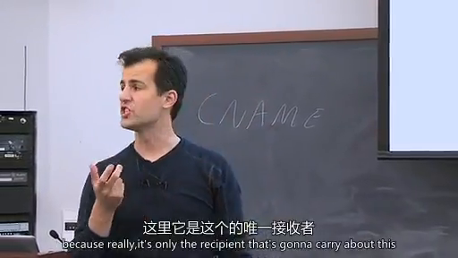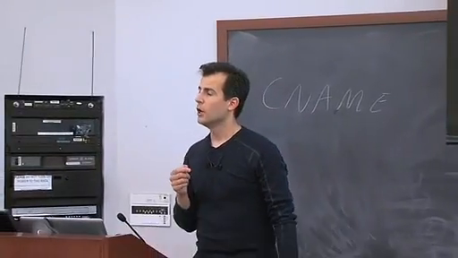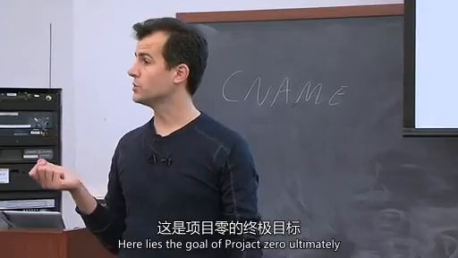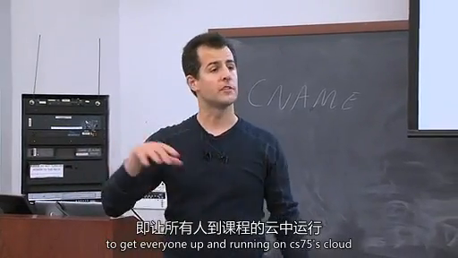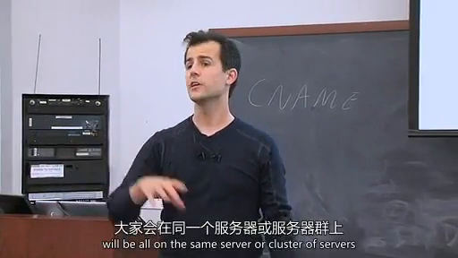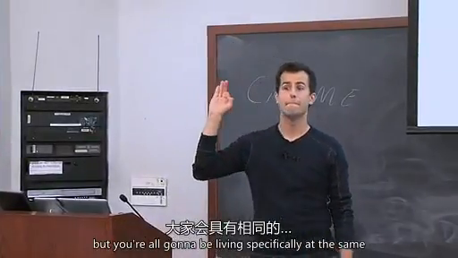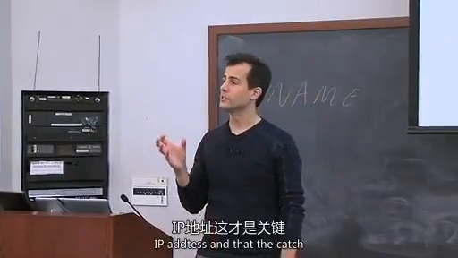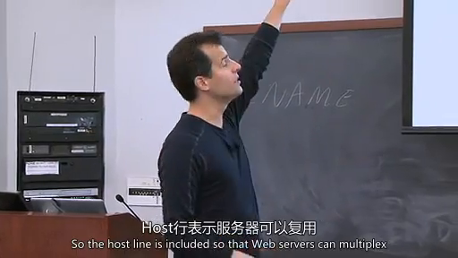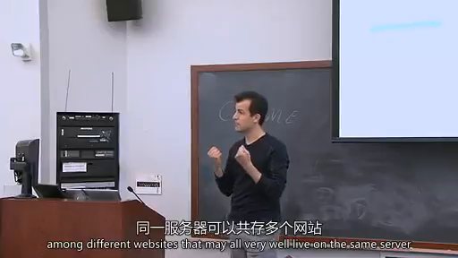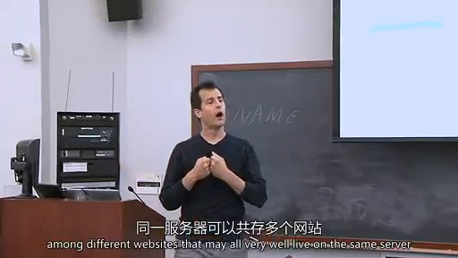Because really, it's only the recipient that's going to care about this. So, virtual hosting. And herein lies the goal of Project Zero, ultimately, which is to get everyone up and running on CS75's cloud, albeit all on the same server or cluster of servers, but you're all going to be living specifically at the same IP address. And that's the catch. So the host line is included so that web servers can multiplex among different websites that may all very well live on the same server.